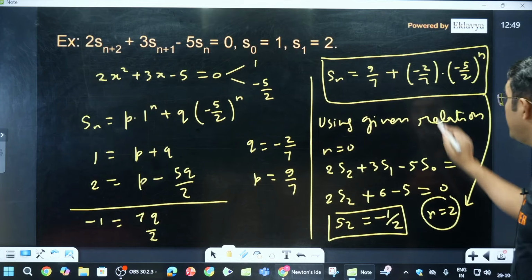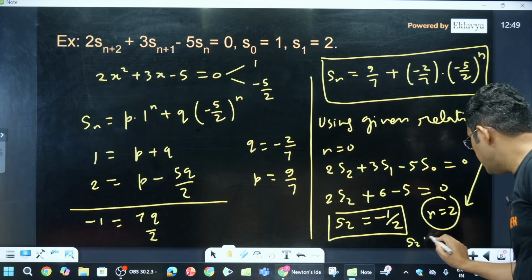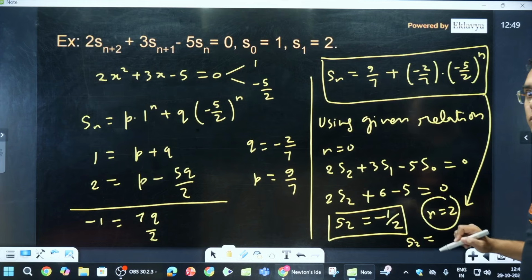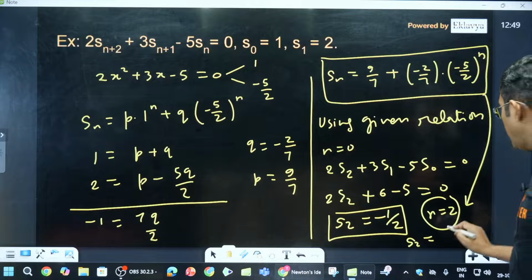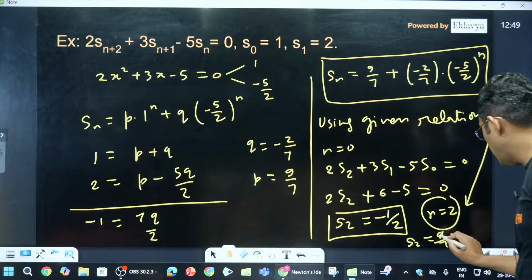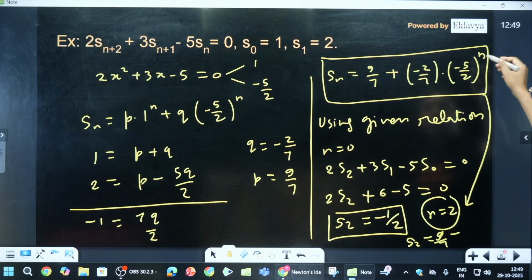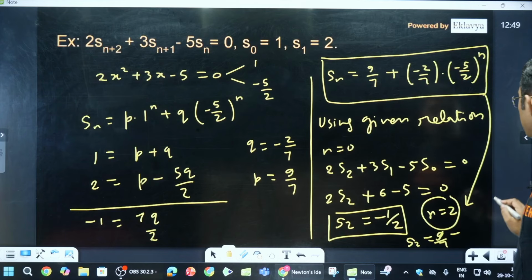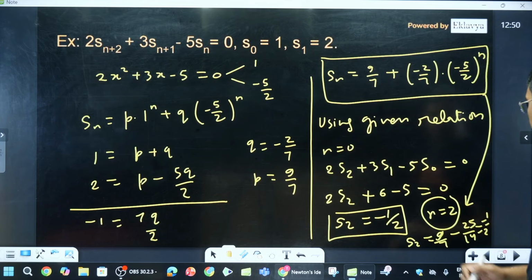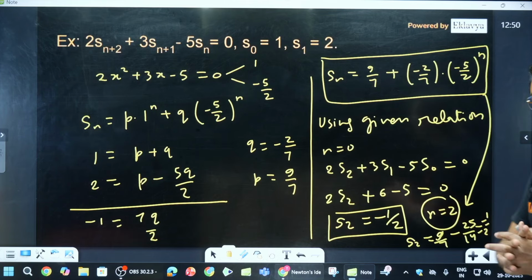Okay, if you put n is equal to 2, what will this give? S2 will be equal to, I think, 9 by 7 minus this, which will be 25 by 4, so the 1 2 got cancelled, so 25 by 40. So this also gives you minus half. You can check, 18 minus 25 is minus 7, so minus half.